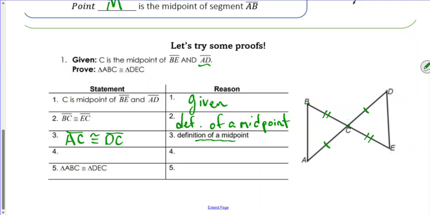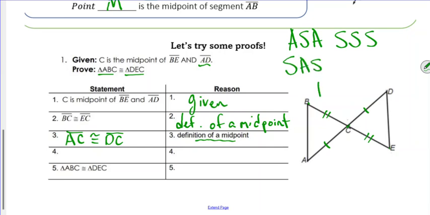Okay, so I'm trying to eventually prove that ABC is congruent to DEC. I want to show that these two triangles, this triangle and this triangle, are the same, using one of my 5 theorems. I'm actually just going to list those so I know what my options are. So those are my 5 options. If I can get to any one of those, then I can show that these triangles are congruent.